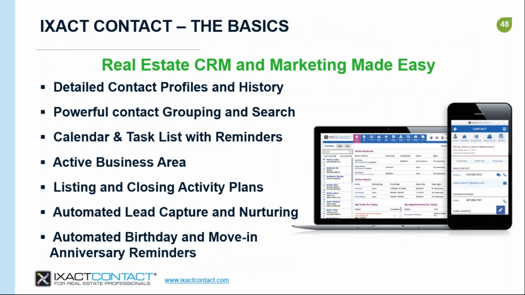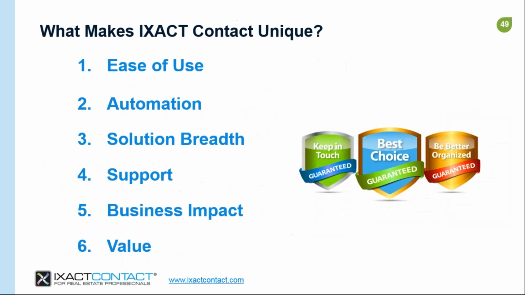I'm going to skip. It's got all the basics that you would expect in a world-class real estate CRM. Rich contact profiles, contact history, categorization, calendar and task list with reminders. We talked about the active business area for managing your listings, and so much more. Some things that make Exact Contact unique are its ease of use. The system is truly easy to learn and easy to use, and a lot of CRMs are not. That's been one of the challenges or the knocks on CRM over the years and the decades, is that they can be very complex. Some of the legacy ones truly are.